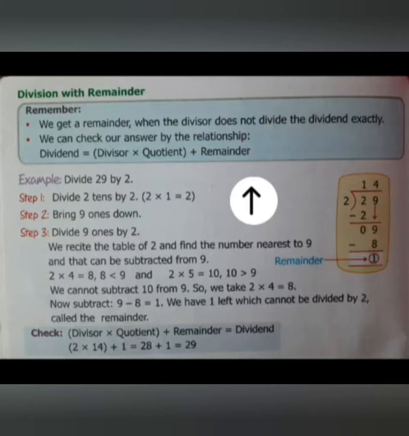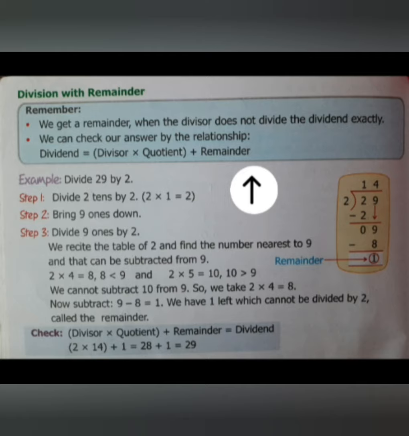Division with remainder. So, children, before proceeding to exercise 5.7, there are a few points which we have to remember. Number 1, we get a remainder when the divisor does not divide the dividend exactly. Means when the dividend is not exactly divisible by the divisor, at that time only you will get the remainder, otherwise you will not. Next, there is a relationship of division which is very important to check the answer. It is: dividend is equal to within bracket divisor into quotient plus remainder.